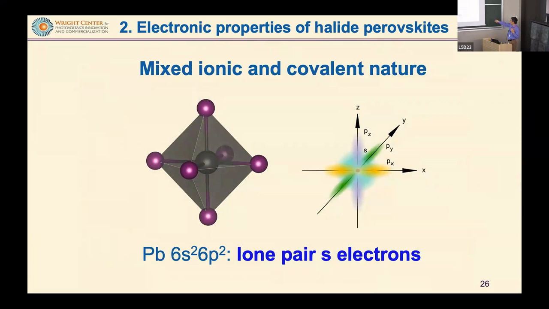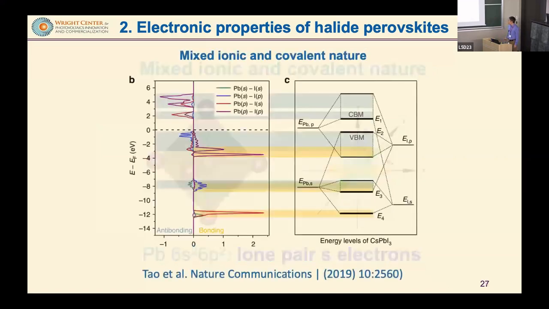So this is the orbital, and for the perovskite you have this octahedron structure. For lead, the s electrons are spherical, and then you have the p orbitals, px, py, pz, at right angles. The s electrons are a lone pair, which has a very, very important impact on the properties of the perovskite material. What I show here is just an example, published by others, and I borrowed it just to indicate this.